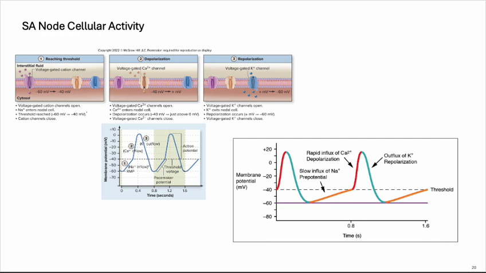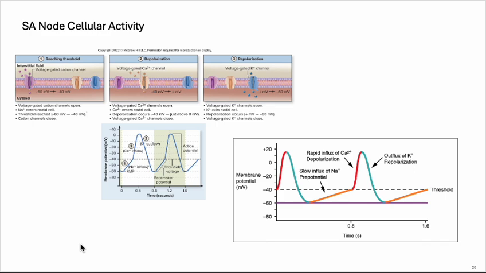So if we look here, this is the actual activity going on in the SA node, in those SA nodal cells. We can divide this into three main phases: the membrane potential up to threshold, the depolarization phase, and then the repolarization phase. This first phase, depending on what text you look at, may be called something different. In this image, they're calling it pre-potential. In this image here, they're calling it pacemaker potential.